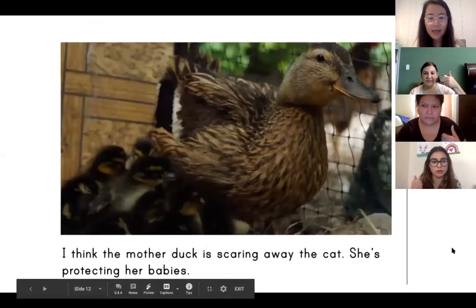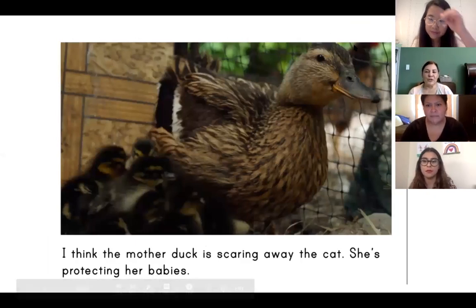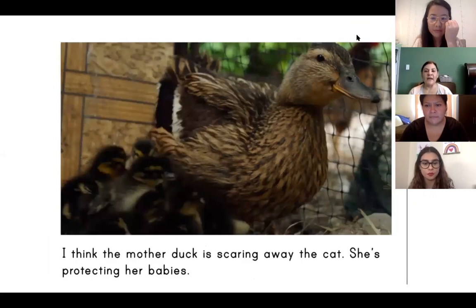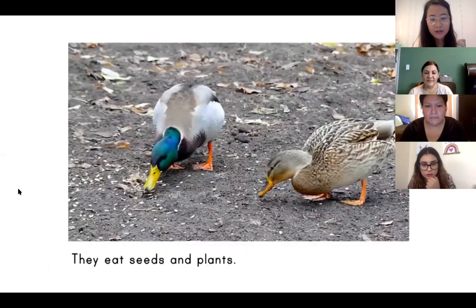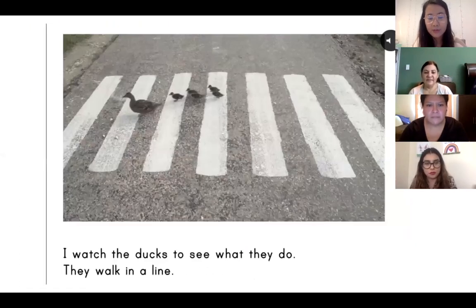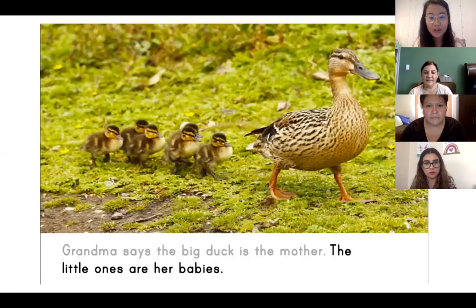Awesome. Mr. Hernandez, what was your thinking? I think I saw on 2 different pages that the ducklings walk in a line. Okay, so I did see that a lot too. So let's go back here. We see this one where they first walked in a line, and again in the picture, they're walking in a line. So good, that was repeated.